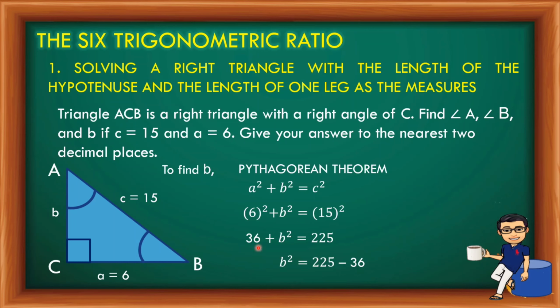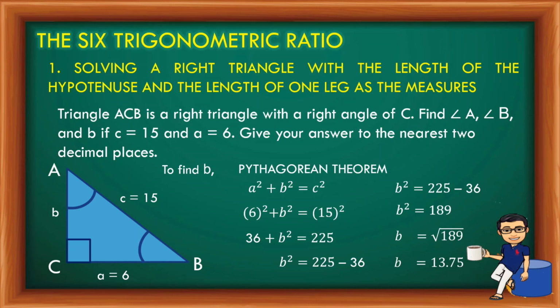Then, tuloy natin. Lipat natin yung 36 sa kabilang side. Hence, B squared is equal to 225 minus 36. So pag minus ito, 189. Alisin ang squared nito by putting the radical symbol. Pag nilagyan na ng radical symbol, mawawala na. So, gamit ulit ang calculator, kunin ang square root ng 189, and the answer is 13.75. So, yun naman yung magiging sukat ng side B.